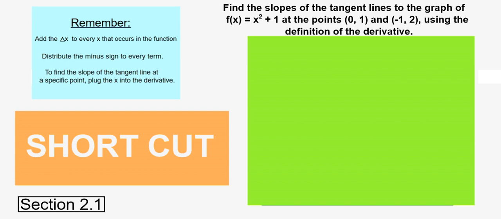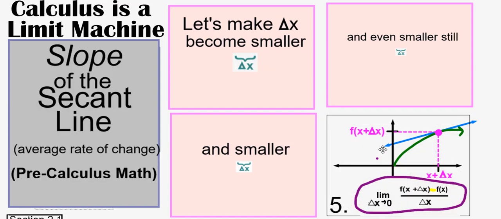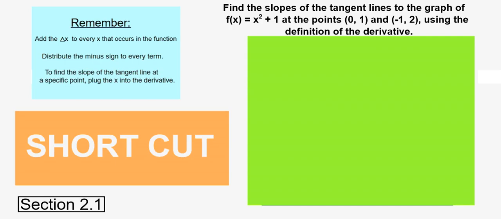So read the problem, go ahead and pause my video. But before you do, let's look at the remembers. Okay, we're going to add delta x to every x. So when we see x squared, we're going to put in parentheses x plus delta x quantity squared. Remember to distribute the minus sign to every term. So let's go back here real quickly. It's that minus sign right there in yellow that people forget to distribute to all terms in the function. And okay, that's good. All right, go ahead and pause, do this, and come back.